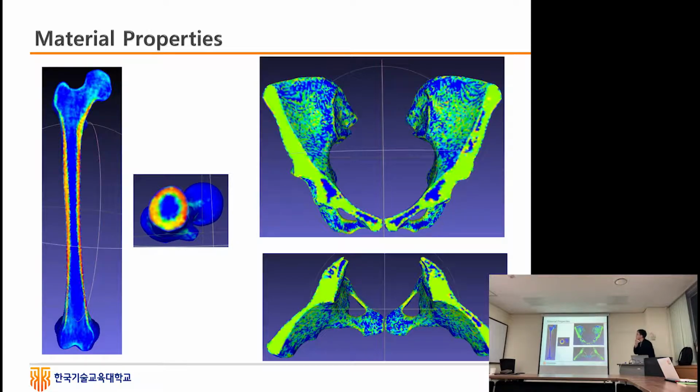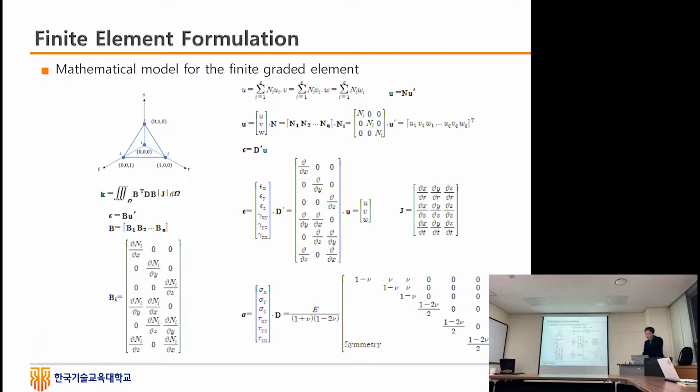This figure shows the density distribution derived from the HU values. So I assigned the density, Young's modulus, and Poisson ratios to each node of the elements. And I also derived the mathematical model for the finite graded element. This shows the formulas to derive the finite element model, but I will skip this.